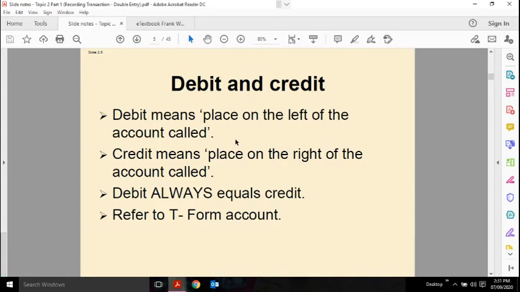Okay, so debit means the place on the left of the account. Meaning on the left, your right hand side. Meanwhile, credit means the place on the right of the account. So debit always equals credit, which we usually refer to as the T form.